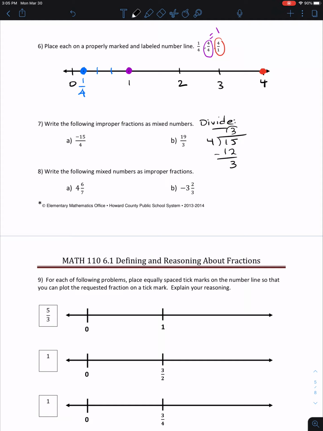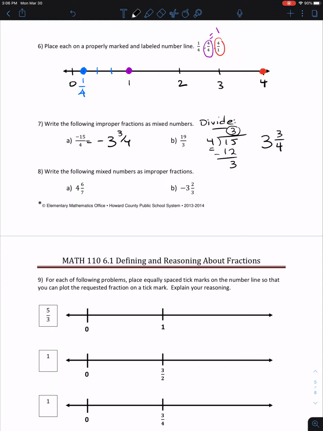So in this case, my number that's on top is going to be my big number of the mixed number. My remainder is going to go in the top of my fraction, and the part that we're dividing by is always going to be our denominator. So in this case, 15/4 would be 3 3/4, but since it was a negative, we're going to write it as negative 3 3/4. So again, you guys do 19/3, make sure you know how to do that. If you have questions, just let me know.